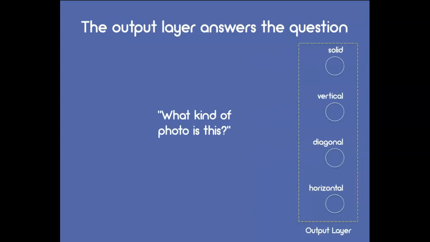The output layer is built to answer the question, what kind of photo is this, based on the categories that we defined. And for each category, there is one neuron, for a total of 4 neurons in the output layer. When a photo is fed as input into the neural network, the network should respond by activating the neuron associated with the correct type of the photo.